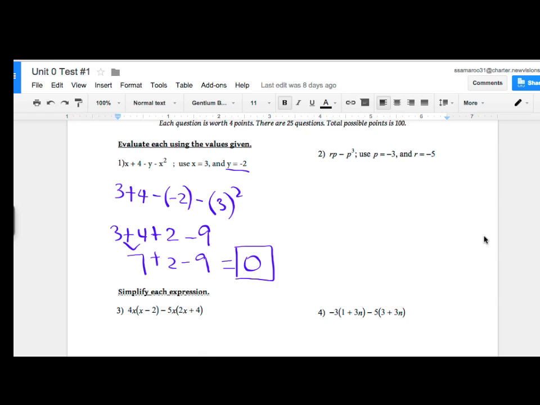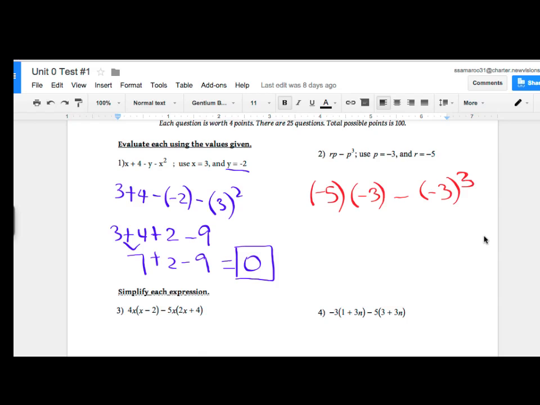Now for number 2, we have RP minus P cubed. And I want to find the value when P is -3 and R is -5. So R is -5. I like to keep my negatives in parentheses. Miss Samaru, I think you made a mistake. It's P cubed on the end. Oh, not P squared, cubed. Thank you, Miss Ewing. That's a cube, not a square. And that was a mistake that we made on the test. See, I did it too.